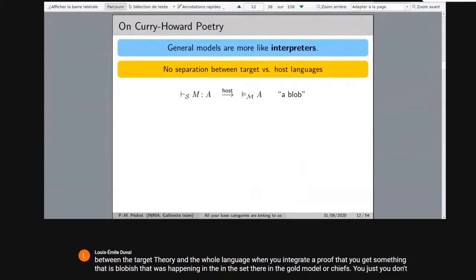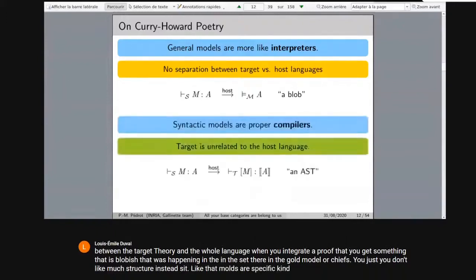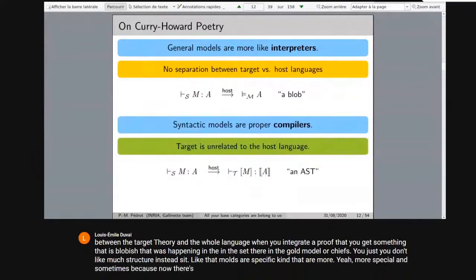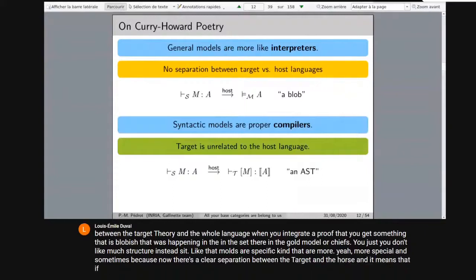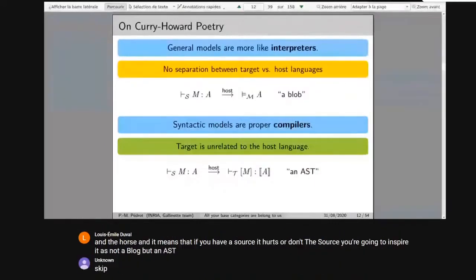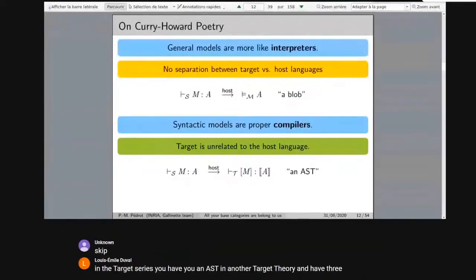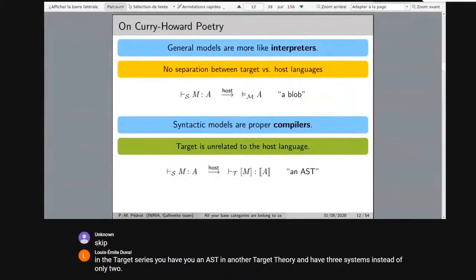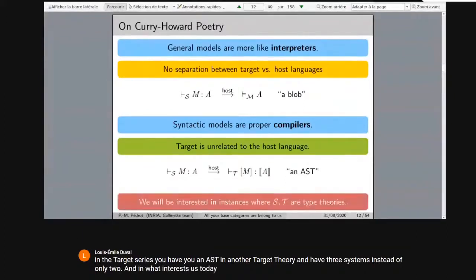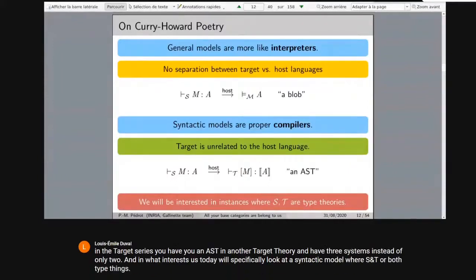Instead, syntactic models are a specific kind that are more special in some sense, because now there's a clear separation between the target and the host. So it means that if you have a term in the source, you're going to interpret it as not a blob, but an AST in another theory, the target theory. So you have 3 systems instead of only 2. And what interests us today, we'll specifically look at syntactic models where S and T are both type theories. So this is the big picture.